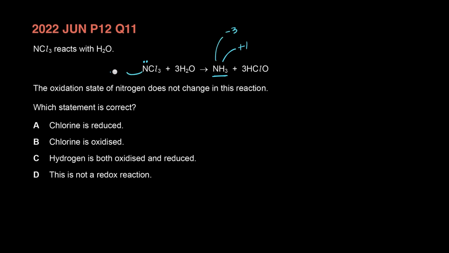So if N is minus 3, each Cl is what? Plus 1. And in HClO, it's also plus 1. So it is not a redox reaction, this one, because nothing seems to change its oxidation state.